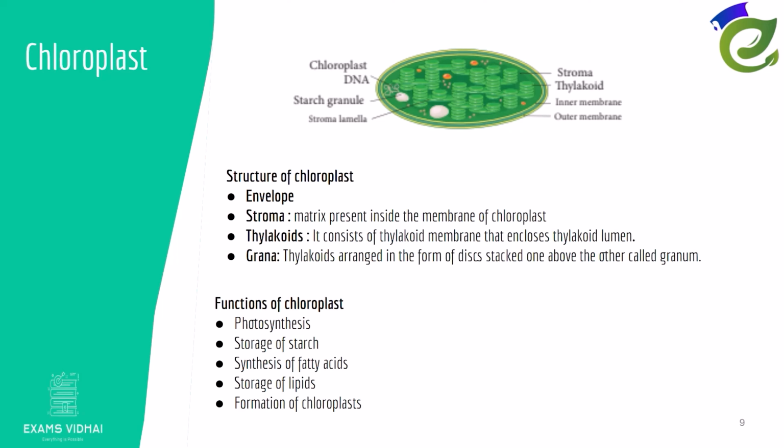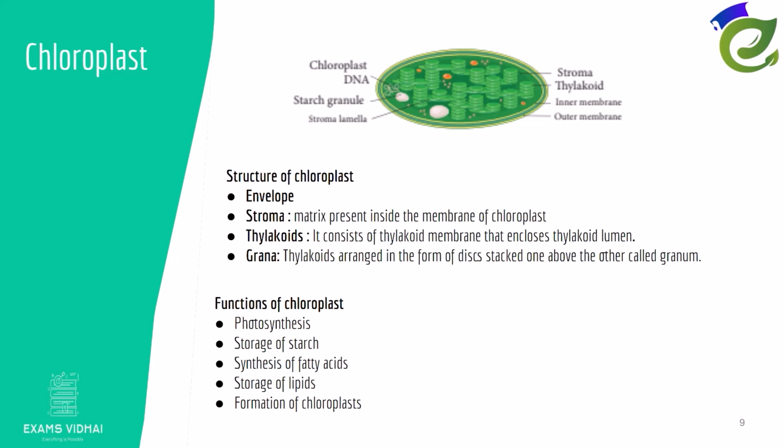And then comes the thylakoid. It consists of a thylakoid membrane that encloses a thylakoid lumen. Thylakoids are small discs. They form a stack of disc-like structures called grana. In singular, it is granum. And then these grana, these thylakoid stacks, are interconnected to each other by membranous lamellae called the Fret channels.